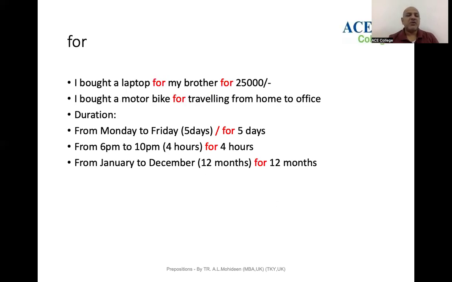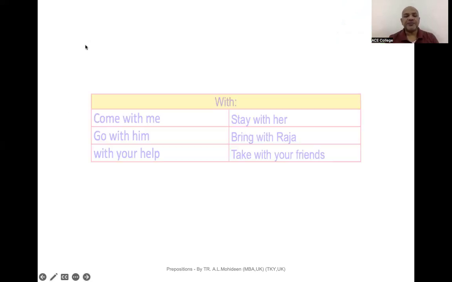For, we have understood. I bought a laptop for my brother for this amount, 25,000. I bought a motorbike for traveling. This is the purpose, from home to office, from Monday to Friday, so 5 days, from 6 p.m. to 10 p.m. for 4 hours, from January to December for 12 months. So you are going to bring that durations, how much period. So you can calculate and put that for.